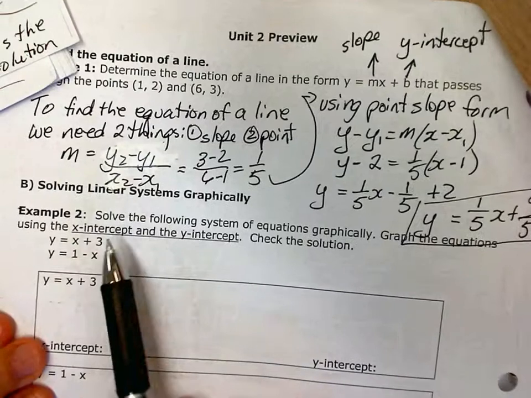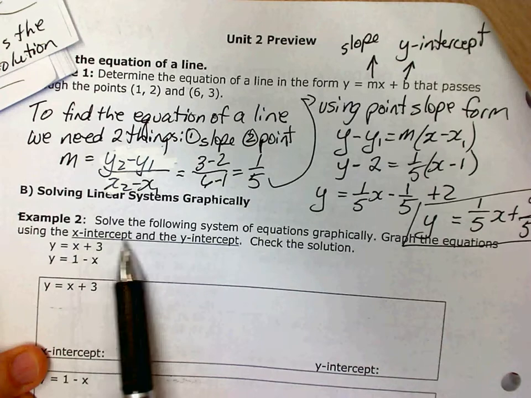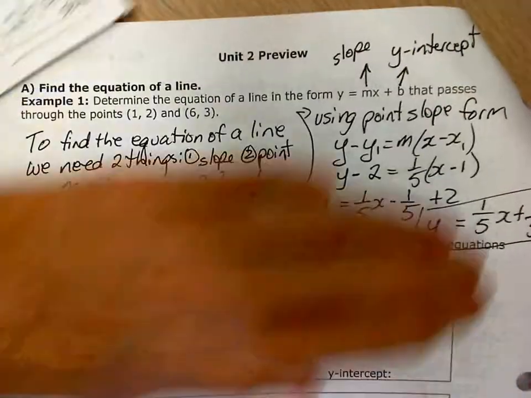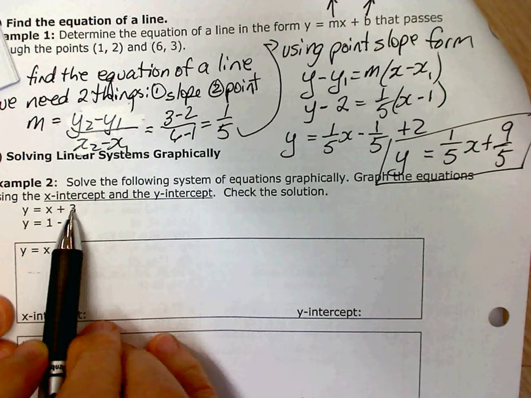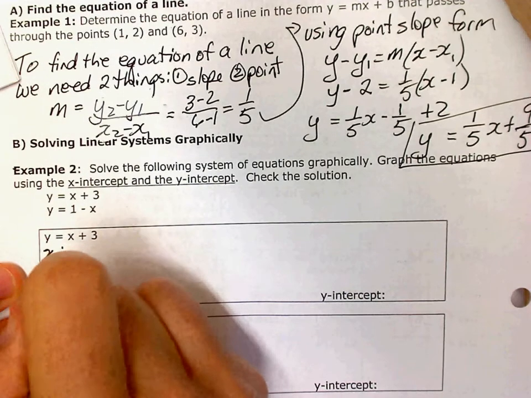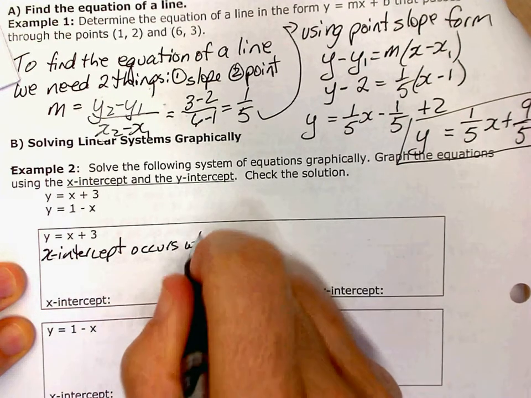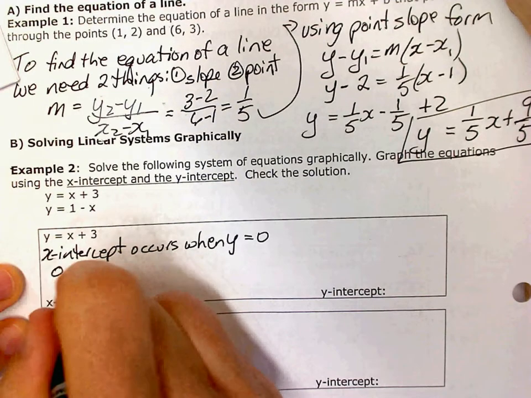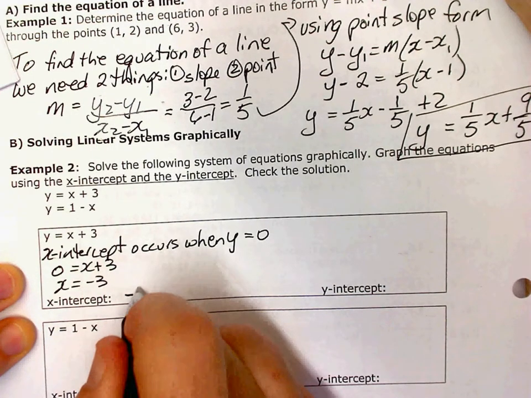Solve the following system of equations graphically. Graph the equations using the x and y intercepts, and then we're going to check the solution. So be careful to follow the instructions. Starting with the line y equals x plus 3, let's find the x-intercept and the y-intercept. The x-intercept occurs when y equals 0. So subbing in 0 for y, we get 0 equals x plus 3, or x equals minus 3. So our x-intercept is minus 3.